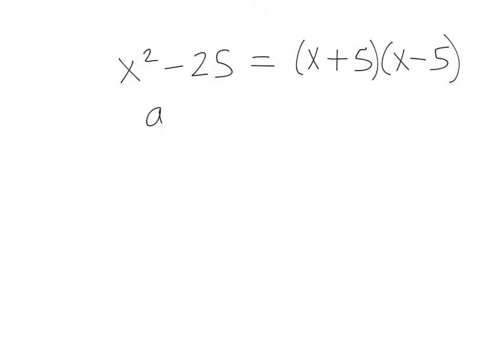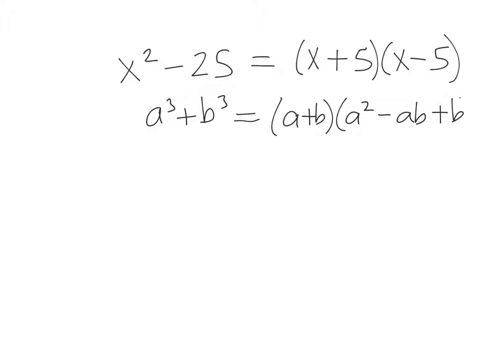They're a cubed plus b cubed is equal to a plus b, a squared minus ab plus b squared, and a cubed minus b cubed is just a minus b, a squared plus ab plus b squared.